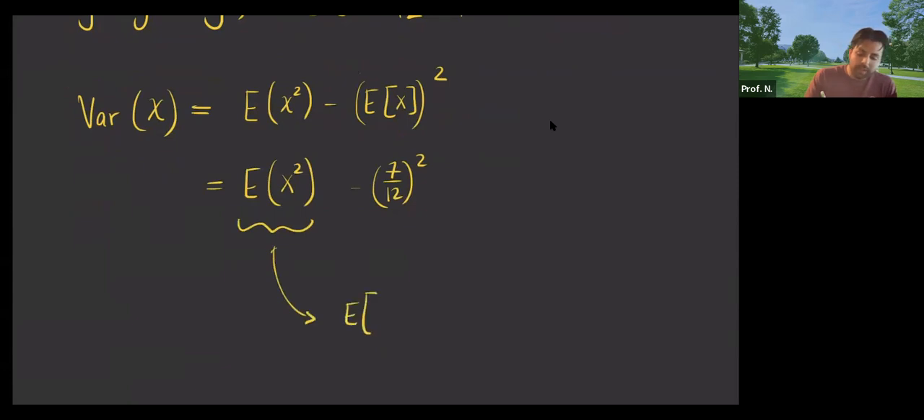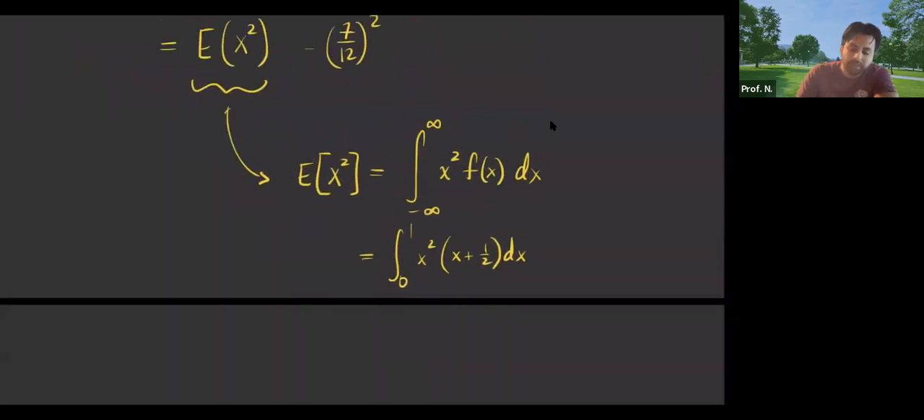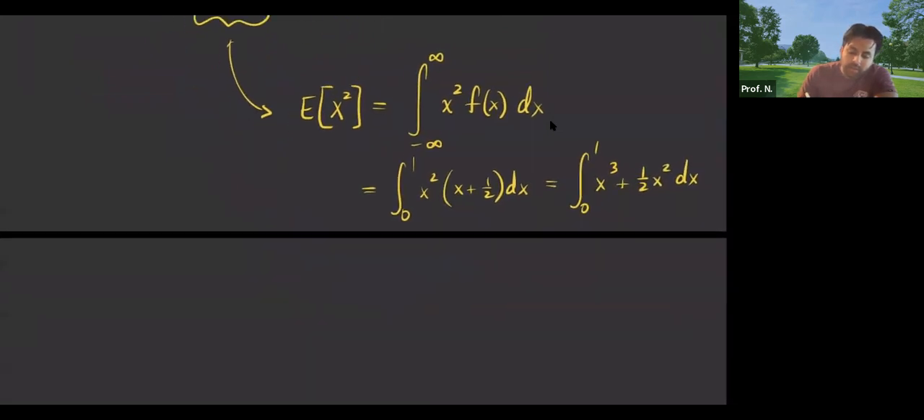Now the question is, what's the expected value of x squared? How would you find that really quick? Integrate. Yep. Integration. But then we're integrating what? Not x f of x. We're integrating x squared f of x, right? That's all. And this is from 0 to 1. x squared, and this is what? x plus a half. So this becomes just a straightforward integration problem. From 0 to 1, this becomes x cubed plus 1/2 x squared dx. And then you're on your merry way.